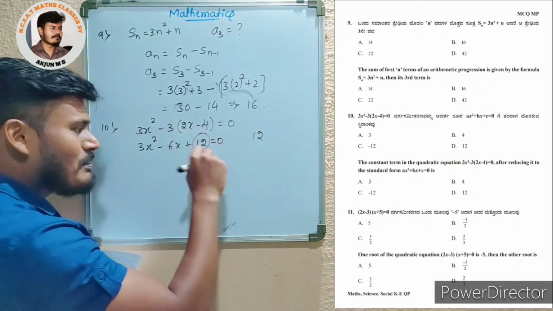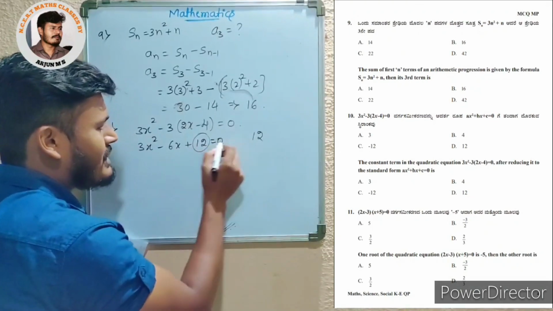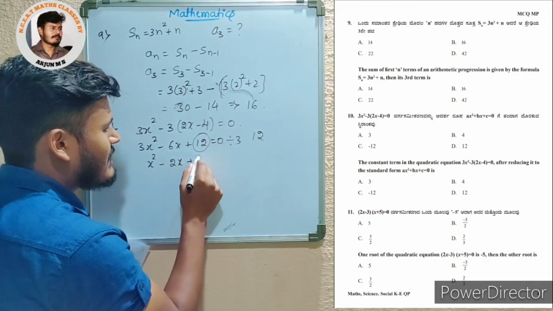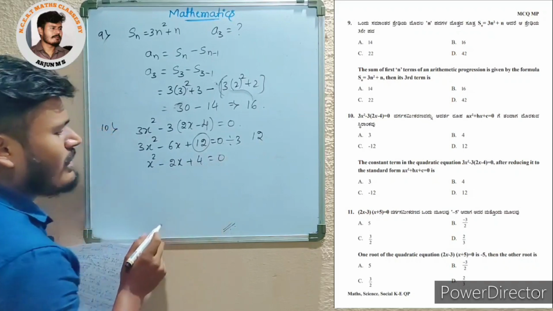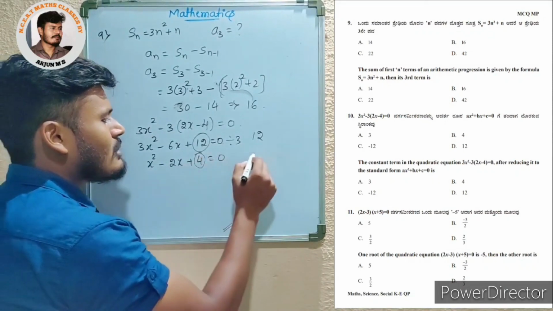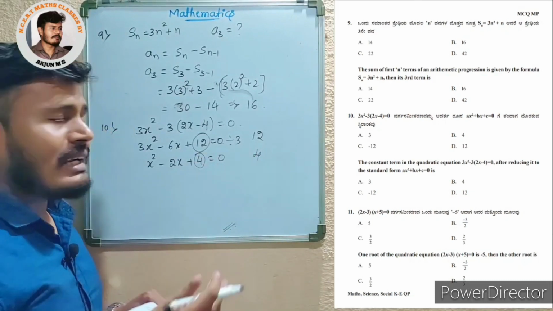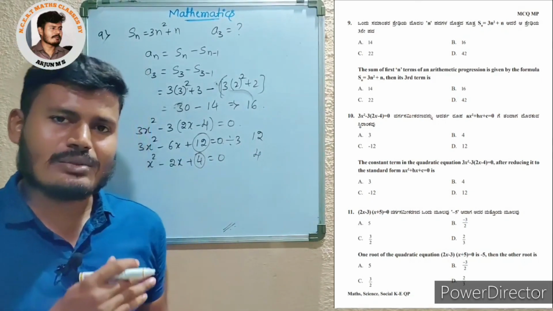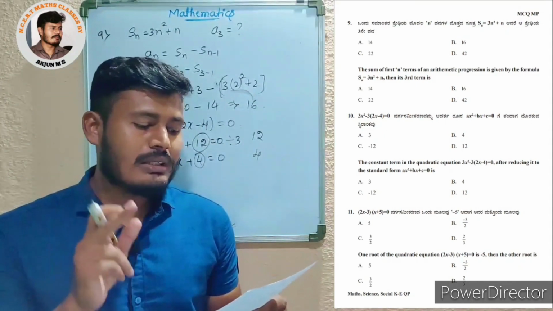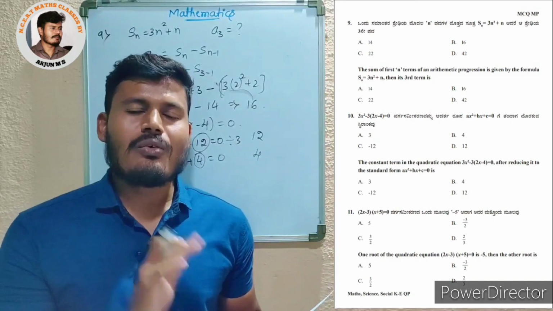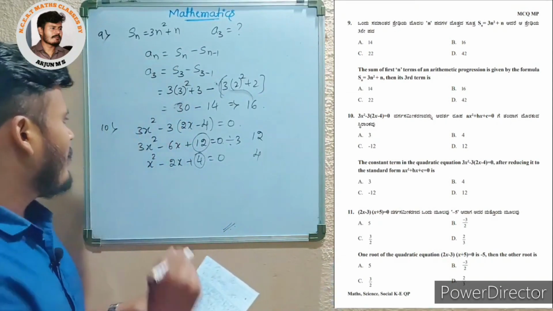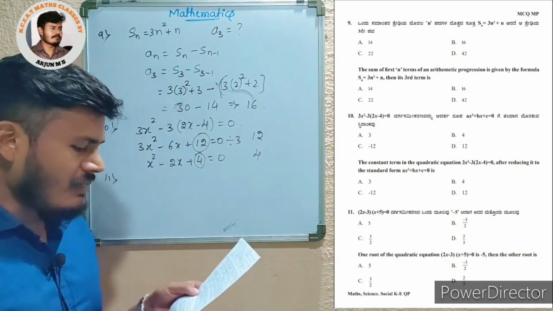But after simplification, the simplest form of this equation is to divide each term by 3. We get x square minus 2x plus 4 is equal to 0. So now its simplest form is x square minus 2x plus 4. So here also the constant value is 4. They have given both the options 4 as well as 12. So that's why both the answers are correct. Options B and D, 4 and 12, both the answers are correct in this problem. Now we're moving on to the 11th question.